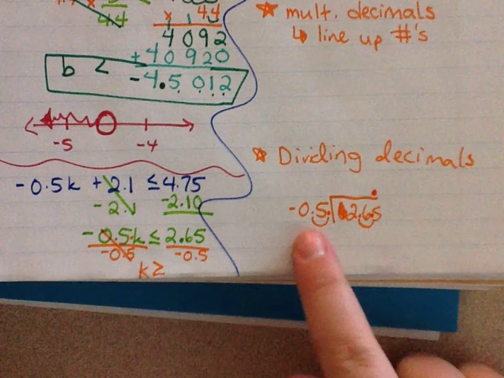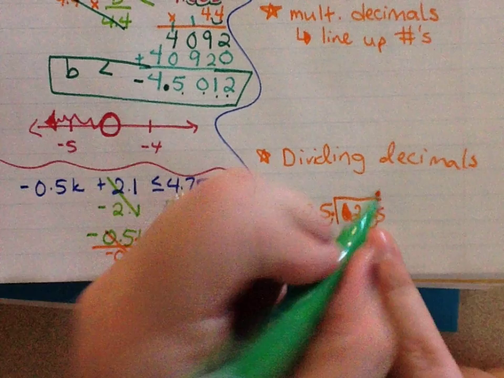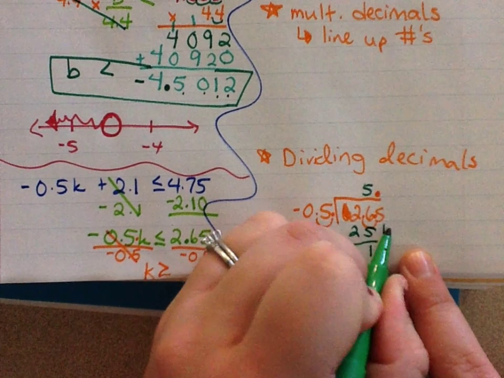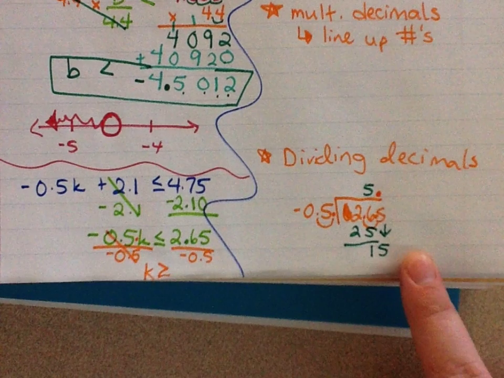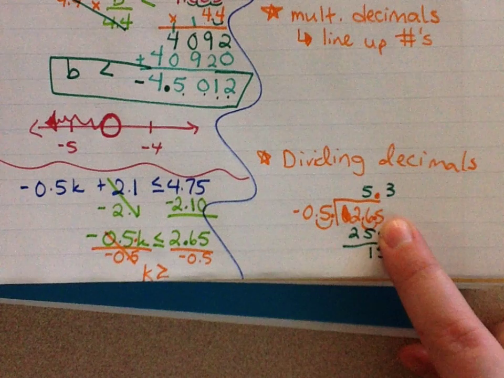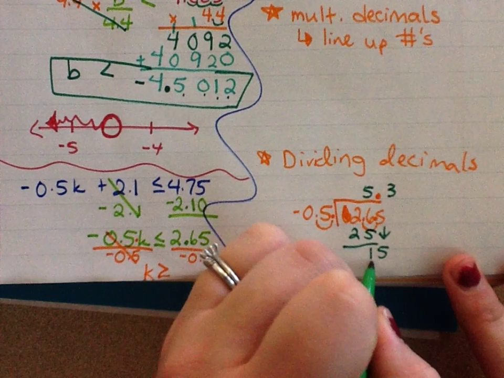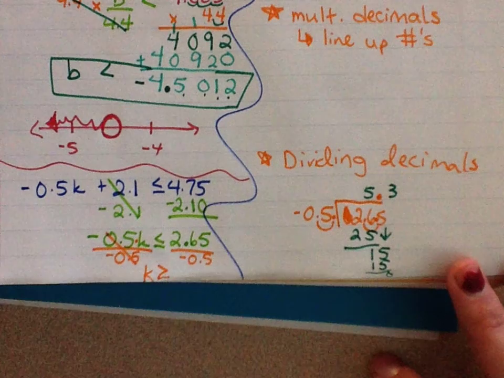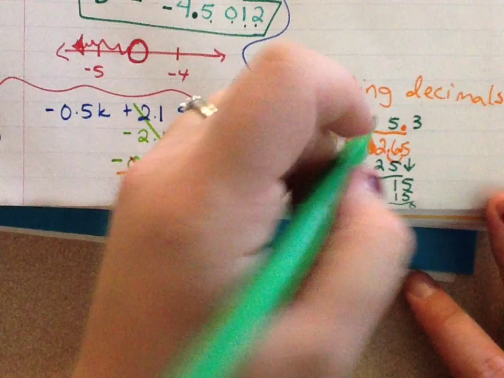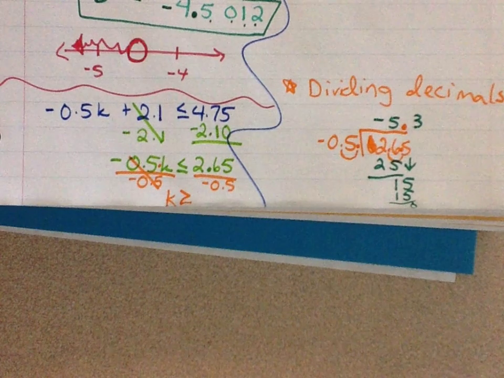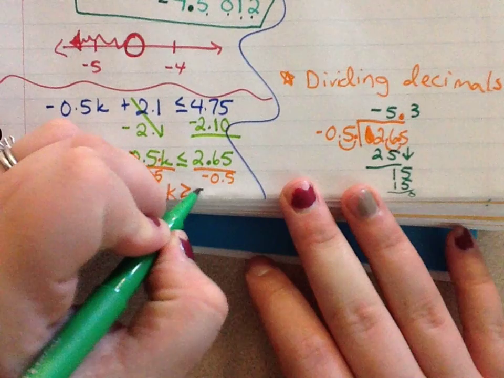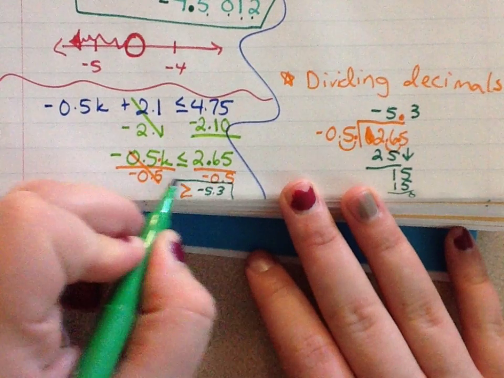How many times does 5 go into 26? 5 times. 5 times 5 is 25. 26 minus 25 is 1. Bring down your 5. 5 goes into 15 three times. That 3 goes after your decimal because this 5 was after my decimal. 3 times 5 is 15, so I get 0. Is it going to be positive or negative 5.3? Negative 5.3. A positive number divided by a negative gives a negative answer. Negative 5.3.